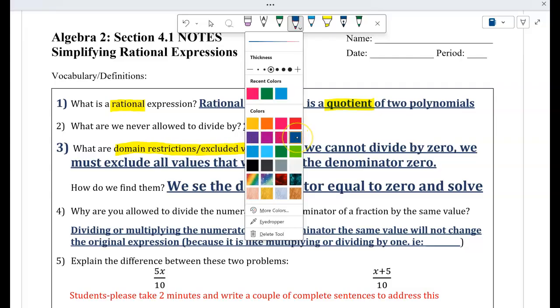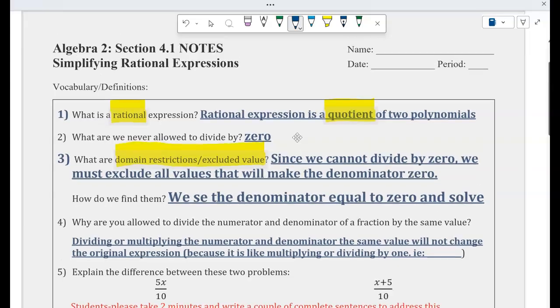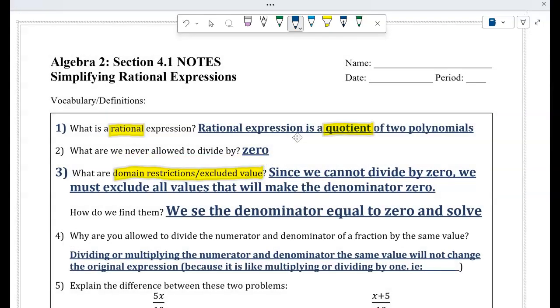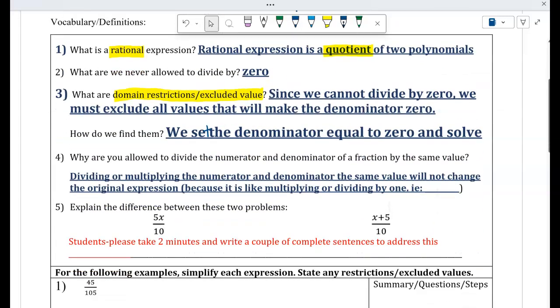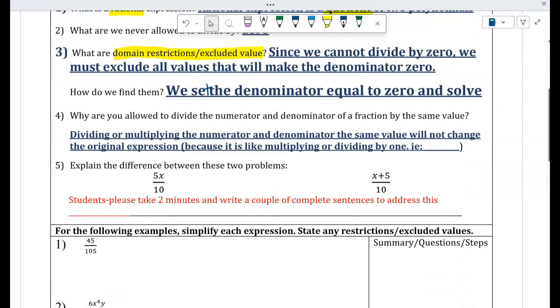We set... Okay, I'm missing a word here. No, my pen's not working. Oh, there you go. We set the denominator equal, look at those typos, to 0 and solve. So we set the denominator equal to 0 and solve.